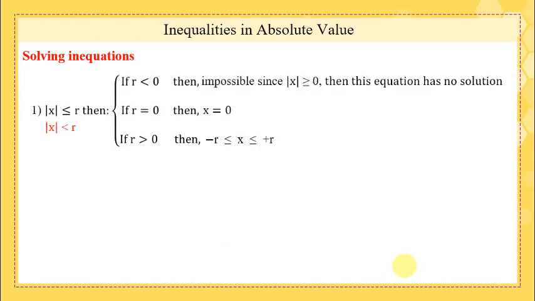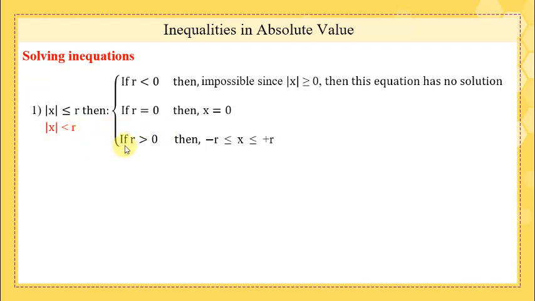Solving inequations now. We have this inequation: absolute value of x less than or equal to r. We have three cases. If r is negative, there is no solution, since absolute value is always greater than or equal to 0. If r equals 0, then x equals 0. And this case is valid only if we have less than or equal, and it is not valid if we have absolute value of x less than r.